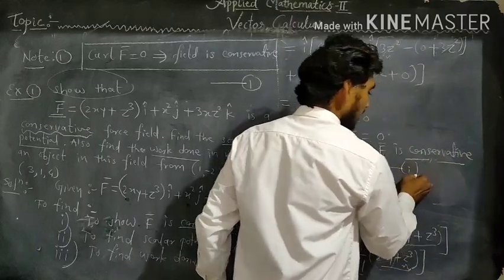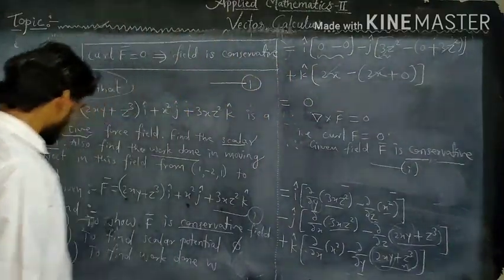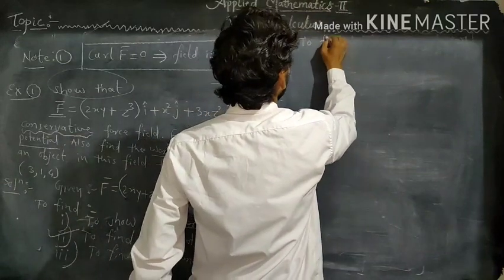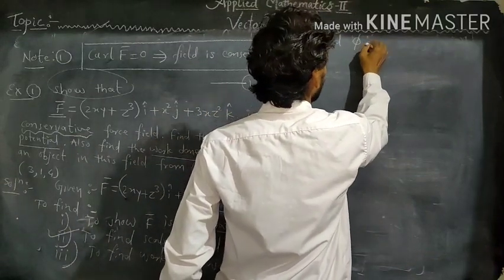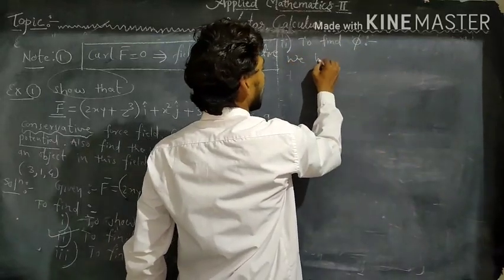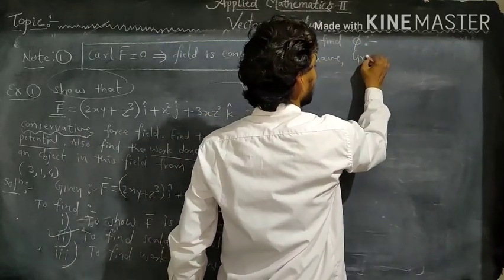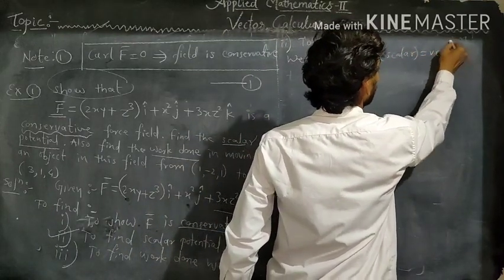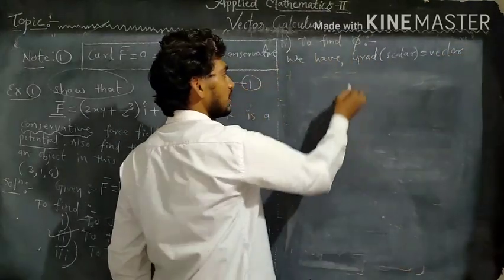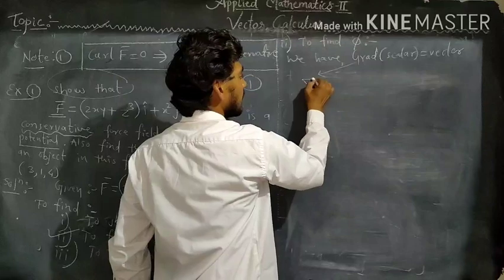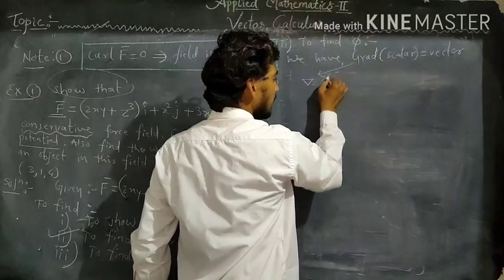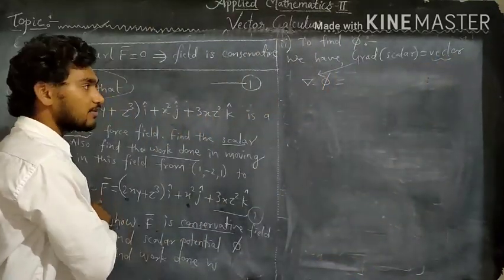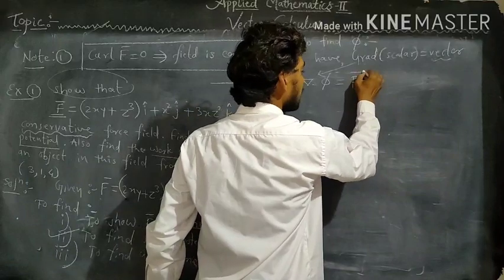Hence first part is proved. Now move on to the second one. Second, to find scalar potential phi, we have gradient of scalar is equal to vector. Now in notation or symbol, we can write it as del of scalar, that is phi, equal to vector, but here vector given is vector f, so it is equal to vector f.